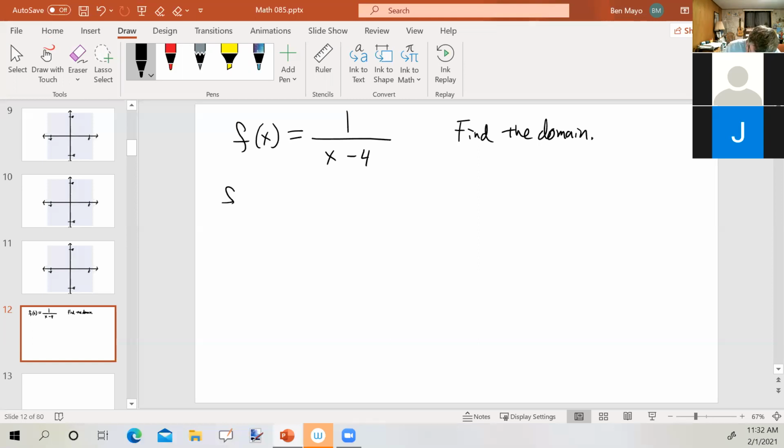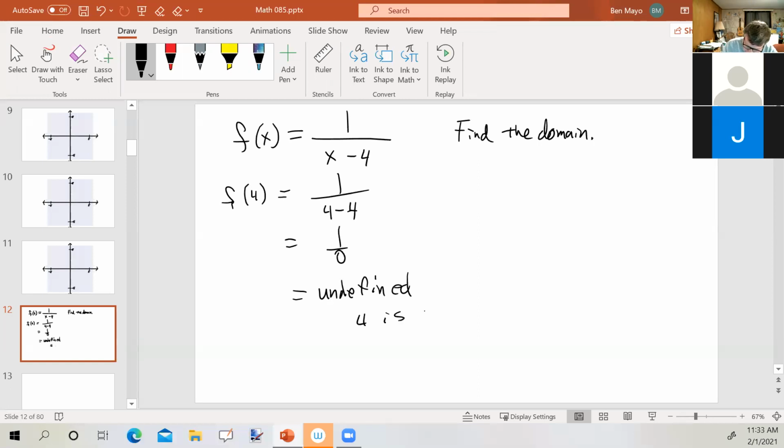Now let's look at f of 4. If we put 4 in for x, we get this. Recall that dividing by 0 is undefined. This is not real. So that means that 4 is not in the domain of f.